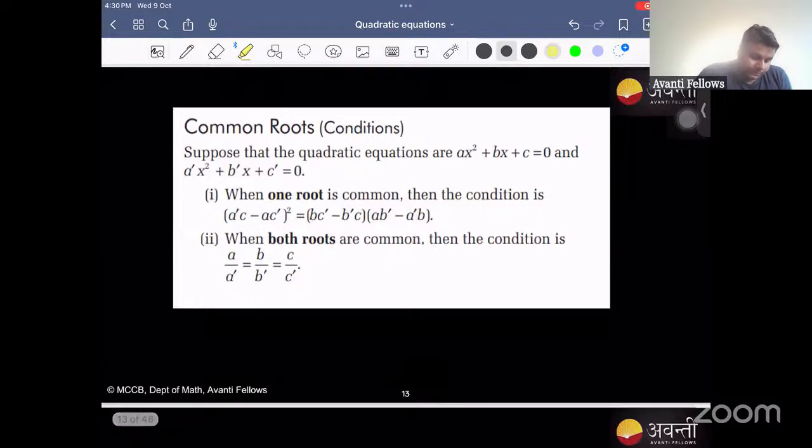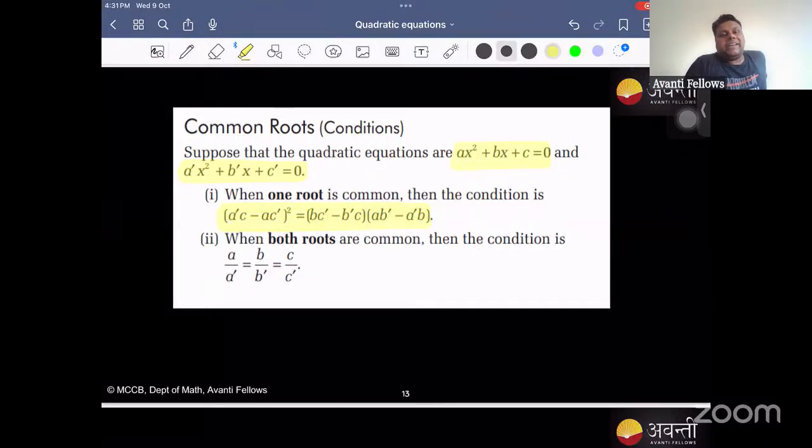Got it? Now, common roots. Now suppose the quadratic equations ax square plus bx plus c equals 0 and a dash x square plus b dash x plus c dash equals 0. There are two quadratic equations. Now let us assume they have one common root. Now if they have one common root, this is the condition we are having.